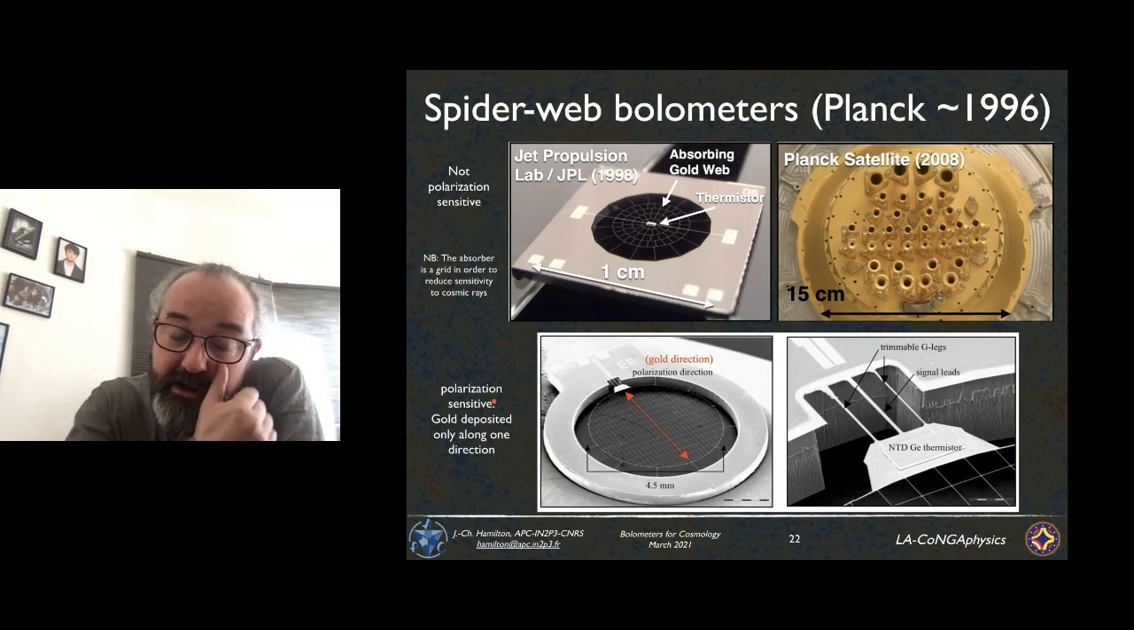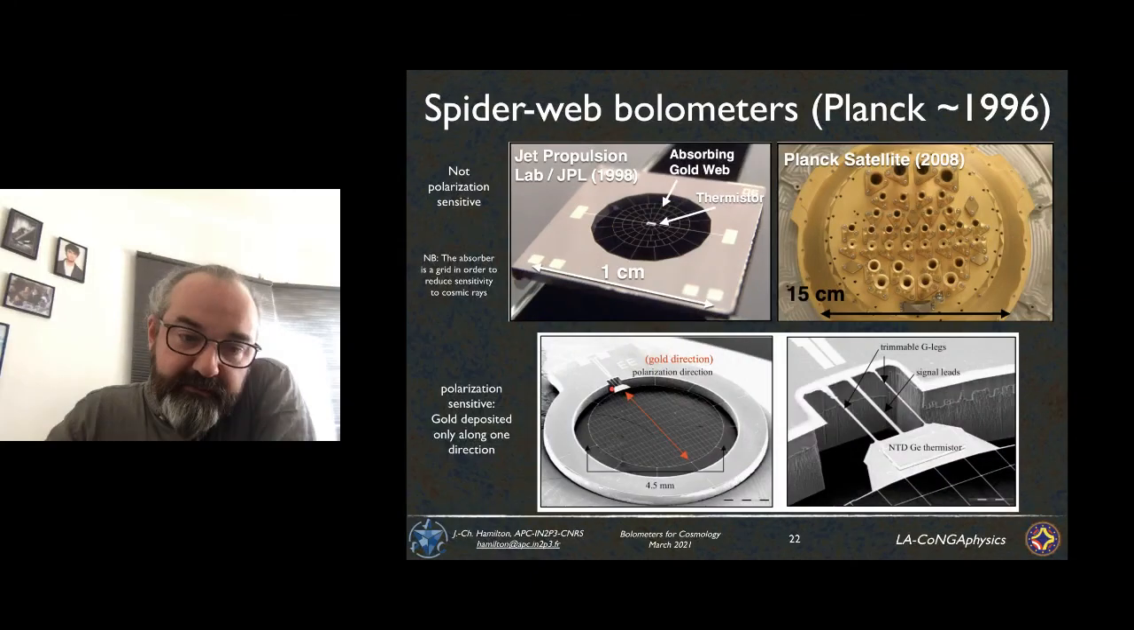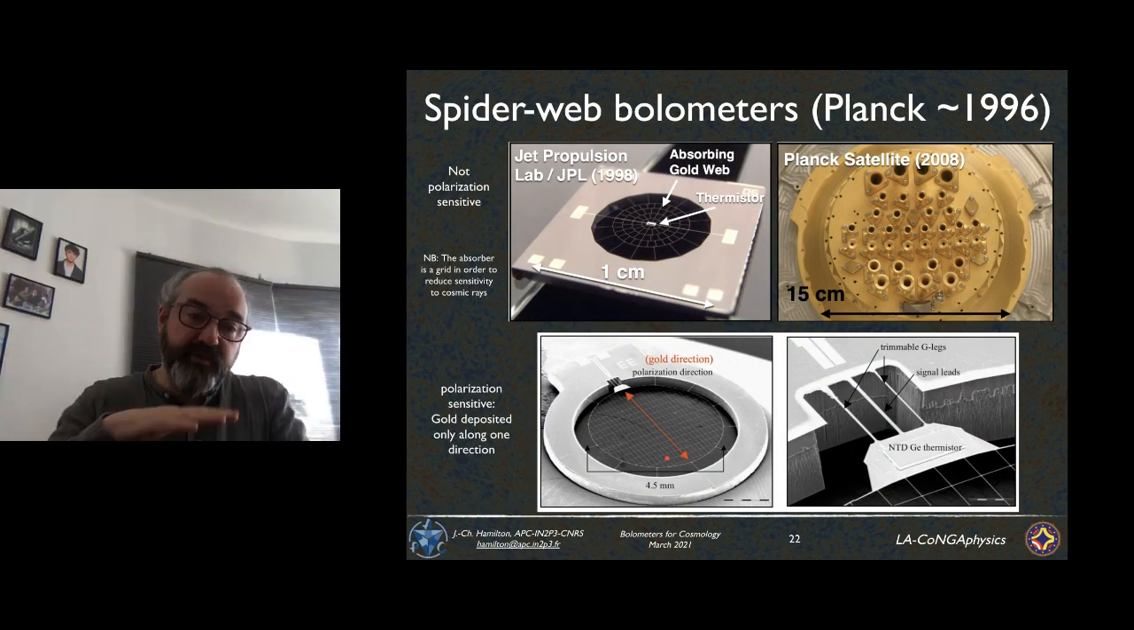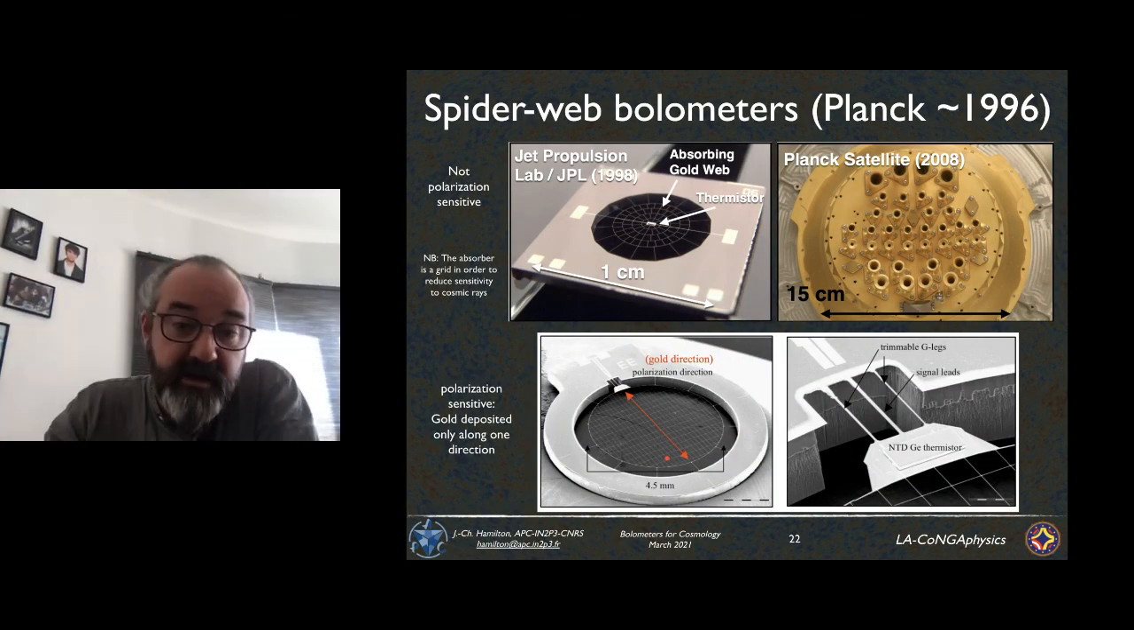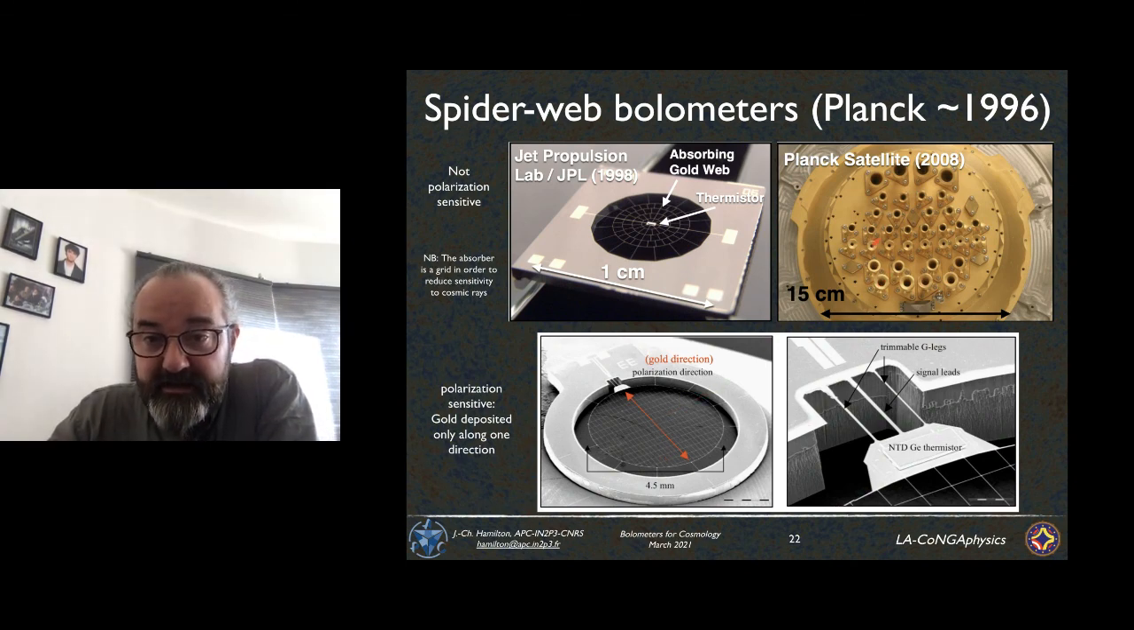Second design here are polarization sensitive bolometers, where gold is deposited only along one direction, so that they're only sensitive to one given polarization. And you can superimpose the two orientations together in order to measure both polarizations, and they're placed as well at the end of these horns. Okay, you can see the legs here that suspend this bolometer, very fragile.